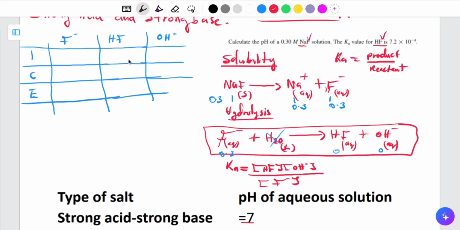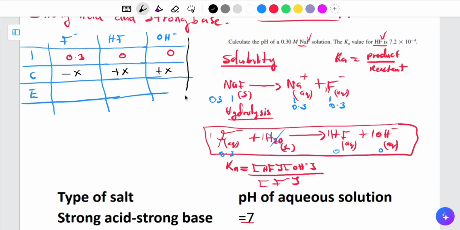So at the start of the reaction we have 0.3 of fluoride ion, but here 0 and then here 0. According to the reaction here, the coefficient here is 1, the coefficient here is 1, the coefficient here is 1, even here. So when the reaction is proceeding, you know what to do. For the reactant, you're going to lose in terms of the change. So we have negative x according to the coefficient that you have in front of the reactant. Then for the product, you're going to add according to the coefficient.